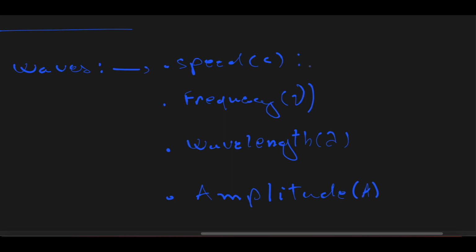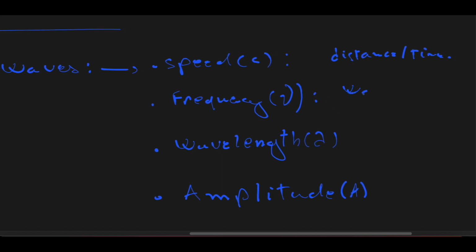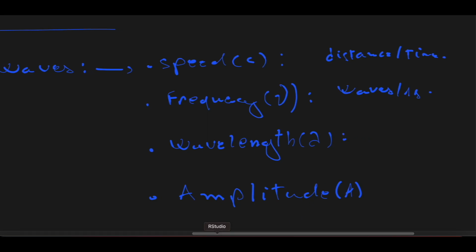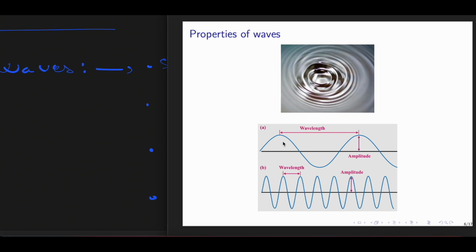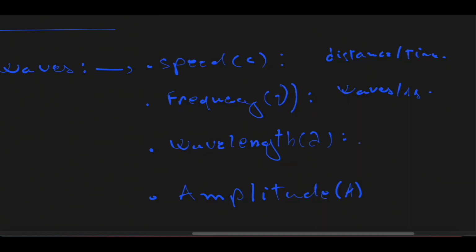What is the speed of the wave? It is the distance covered per unit time. The frequency is the number of waves that pass through a given point in 1 second. The wavelength is the distance between two identical points on two successive waves, and the amplitude, as we can see here, is the vertical distance between the midline and the peak of the wave.